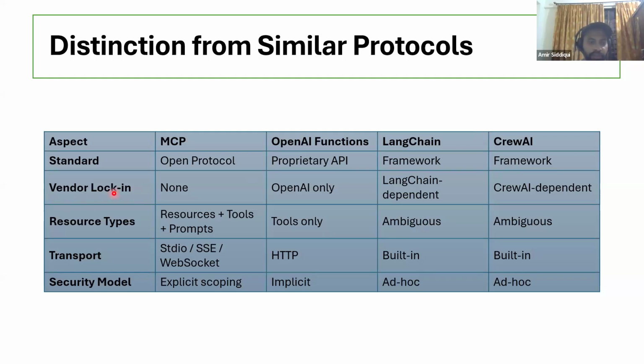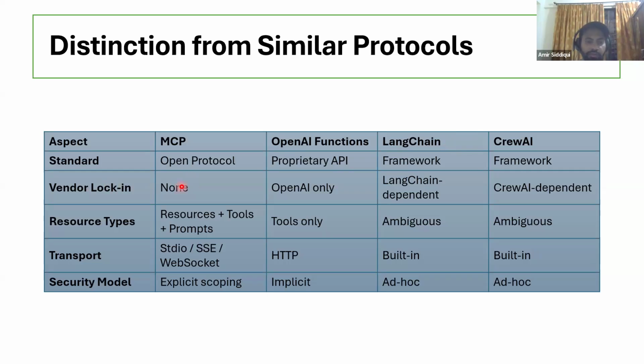Now, the first row is standard. MCP is an open protocol, so anyone can use it. It was open sourced by Anthropic. And OpenAI functions are proprietary to OpenAI, so you will have to use their functionality only. LangChain is a framework that can be used to develop GenAI applications. It is not a protocol. And CrewAI is also a framework that can be used to develop GenAI applications.